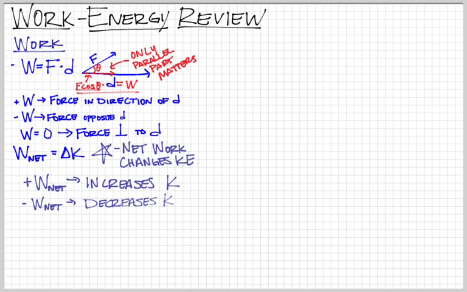Work is not a vector. This is kind of tricky. Work doesn't have a direction, but there is positive work and there is negative work. And the reason there's positive work and negative work is because positive work increases kinetic energy, negative work decreases kinetic energy. Positive work increases energy, negative work decreases energy. That's what positive and negative mean. It doesn't have anything to do with the direction. You can't say work has a direction.